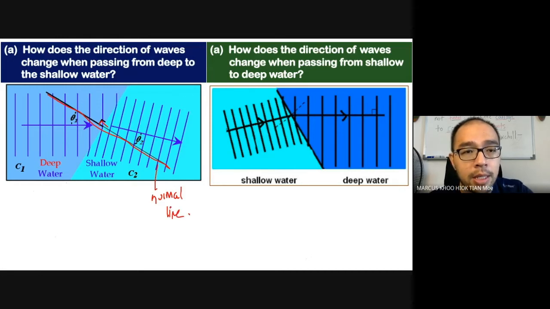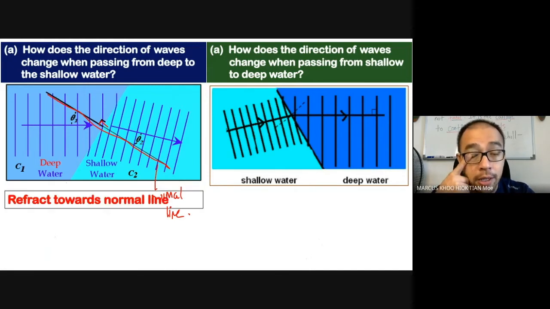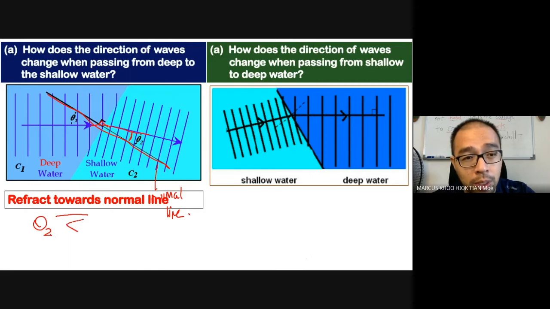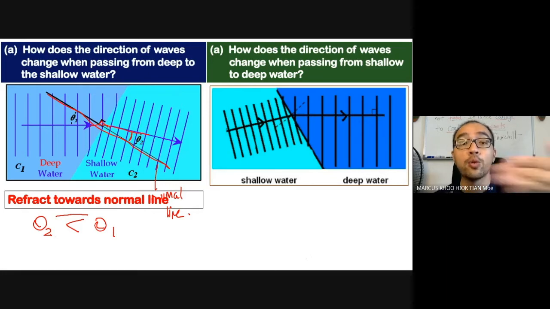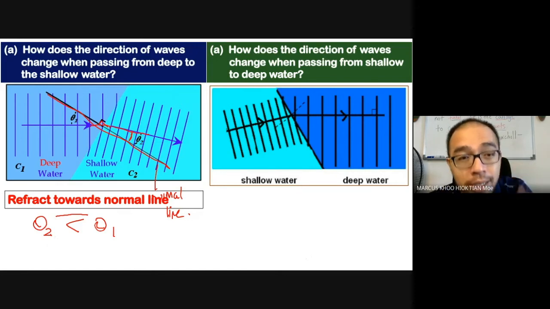We find that when the wave is going from deep to shallow water, it is going to refract towards the normal line. It means when it comes here, it's going to change direction, but the angle theta 2 is smaller than the angle theta 1. This angle theta 2 over here is smaller than theta 1 because it is refracting towards the normal line. It is getting closer and closer towards the normal line.